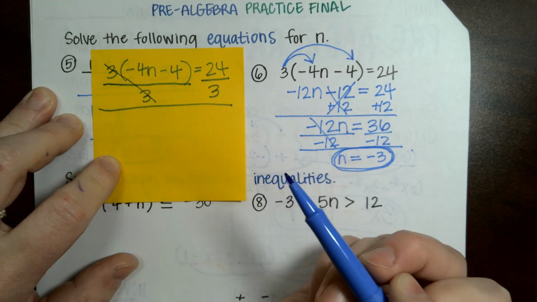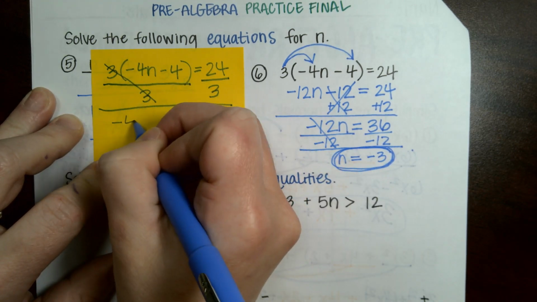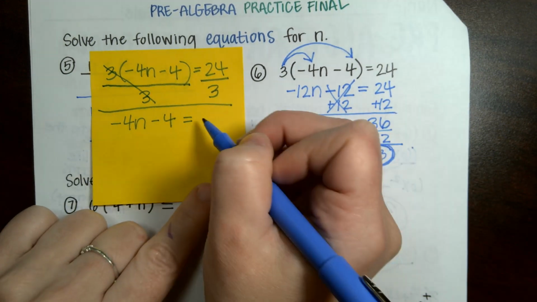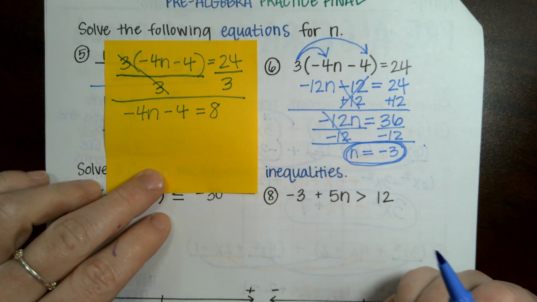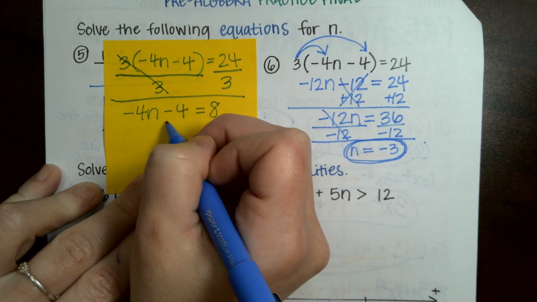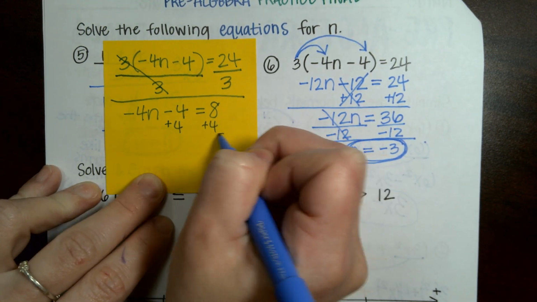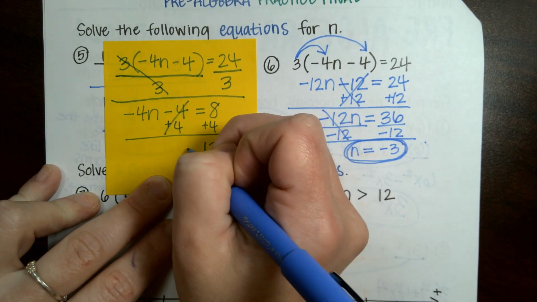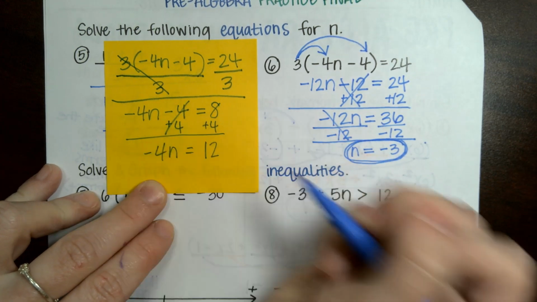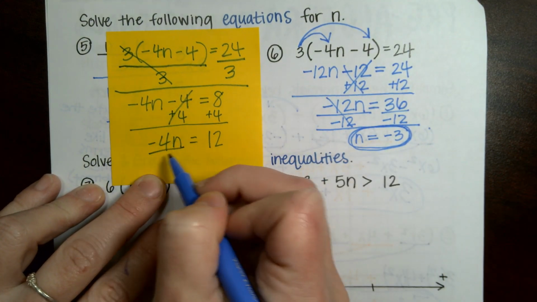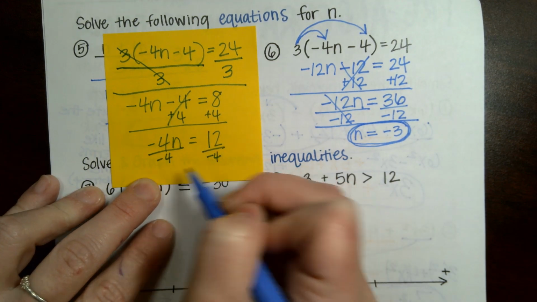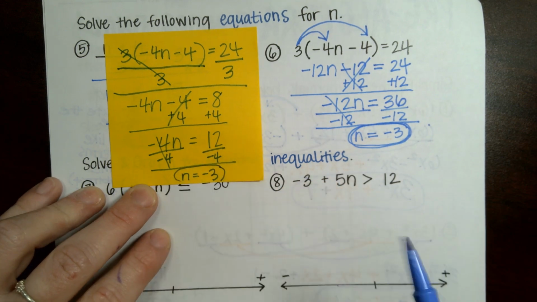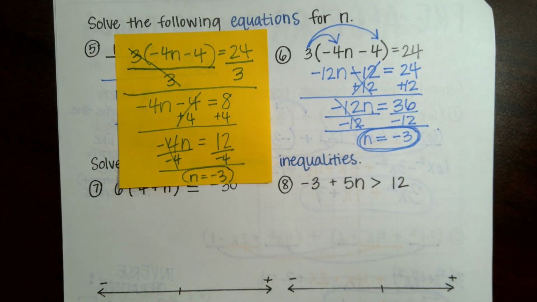So my 3's would cancel, and I'd be left with negative 4n minus 4 equals 24 divided by 3? 8. Good. And what would I do next? Plus 4. Good. Plus 4 on both sides. So that would give me 8, 9, 10, 11, 12 equals negative 4n. And last but not least, we would just divide by negative 4. And you're going to get the same answer. N equals negative 3. Both ways work. I do not care which way you do it.